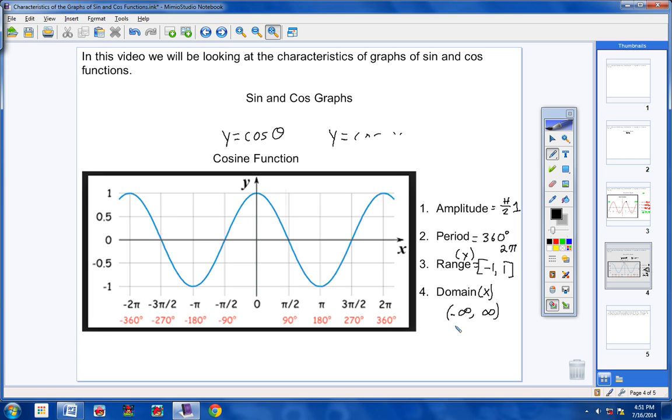Negative infinity to positive infinity. Okay, now I read this before, I'm going to read it one more time.